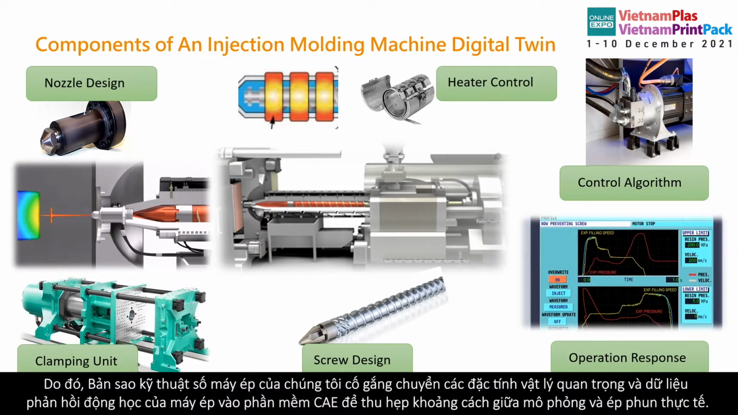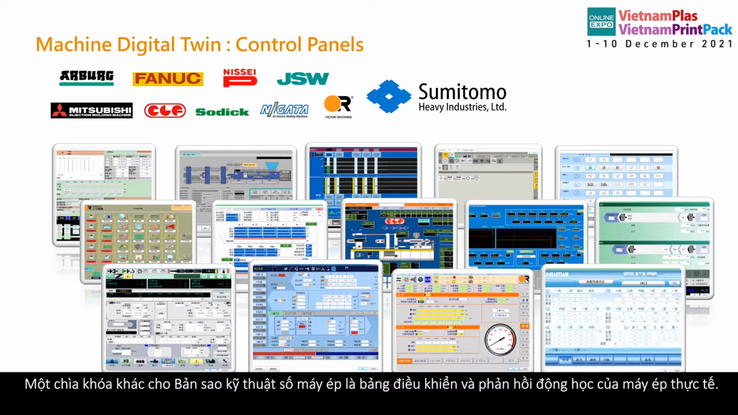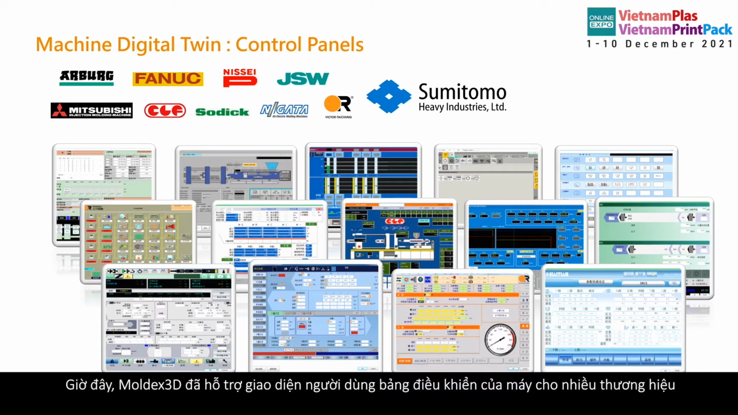Therefore, our machine digital twin tries to transfer important physical assets and dynamic response data of the machine into CAE to bridge the gap between simulation and the real world. Another key for machine digital twins is the control panel and operational dynamic response of the actual machine. Now, Model 3D already supports the control panel UI of machines for many brands.